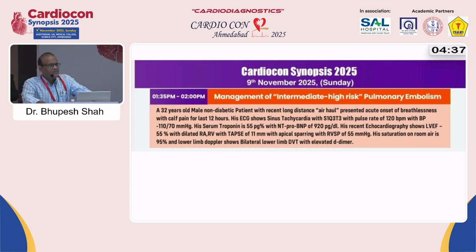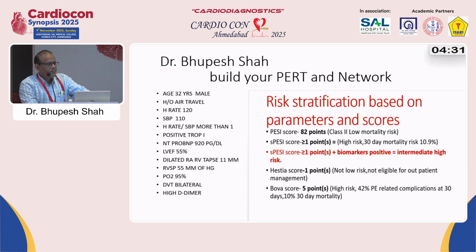Similarly, this is another situation: intermediate high-risk pulmonary embolism, how to manage. This is the patient. The important thing is that we have to build the pulmonary embolism team and network. This is very important. The patient is a 32-year-old male with a history of air travel.